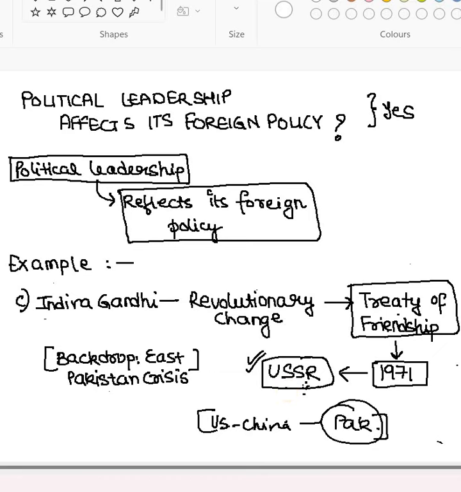This was a very huge revolutionary change in India's foreign policy because India was remaining non-aligned throughout the Cold War, but now we did not join any bloc. Indira Gandhi was very, very clever in this case.